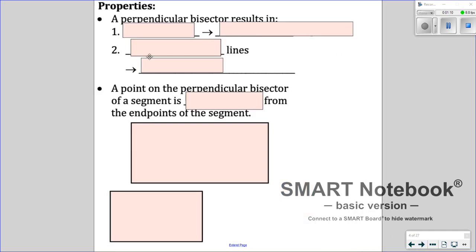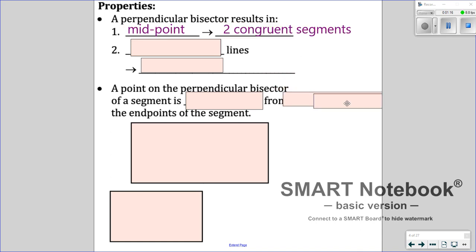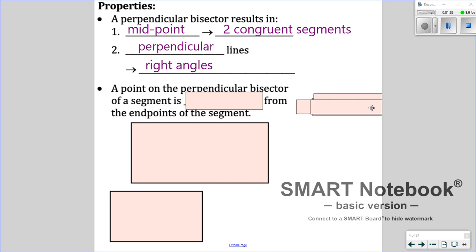The properties of a perpendicular bisector will result in a midpoint. When you have the midpoint, there will be 2 congruent segments and perpendicular lines, which will give you right angles. So a point on the perpendicular bisector of a segment is equidistant from the endpoints of the segment. So equidistant means equal distance.